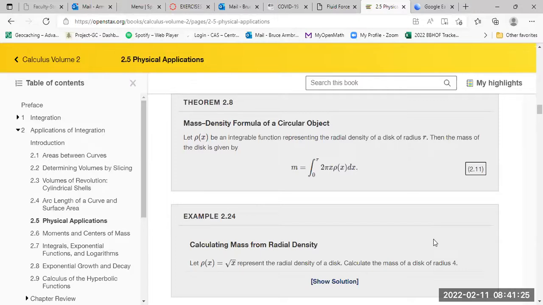It says mass density formula of a circular object. And so here it says let rho of x be an integrable function, meaning you can integrate it, representing the radial density of the disk. So that's why I'm saying it's a density in terms of radius.